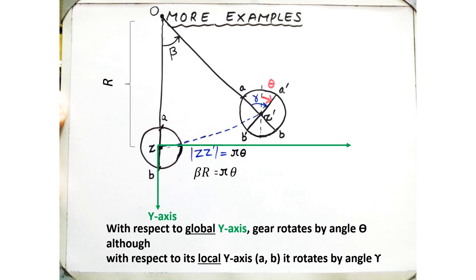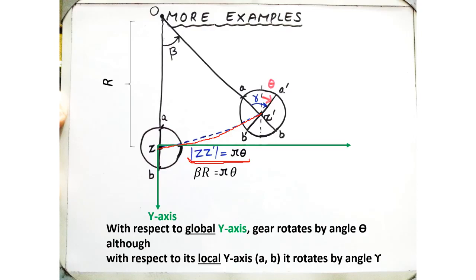Therefore, we can just say that the arc length has been preserved. Z prime is still r theta. Therefore, this distance is small r times theta. The arc length has been computed. But we haven't yet related theta with beta.